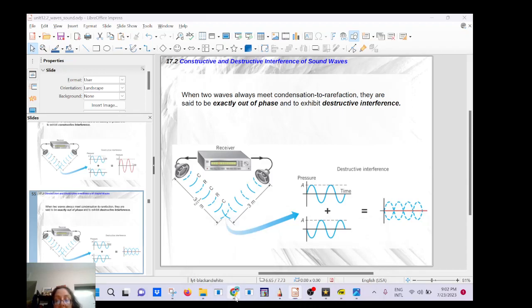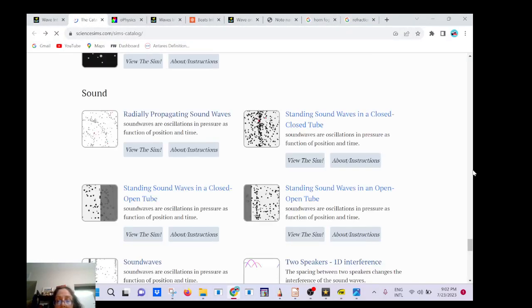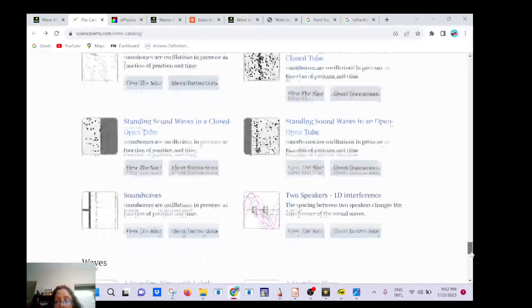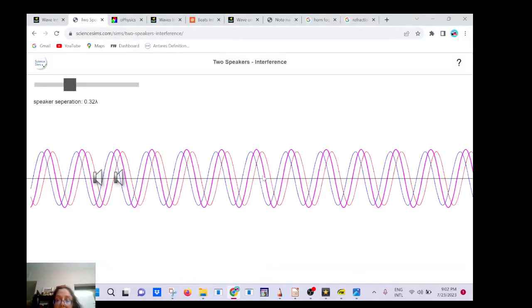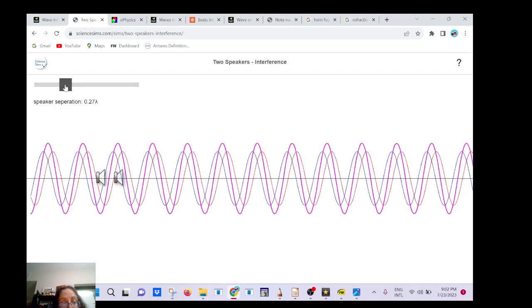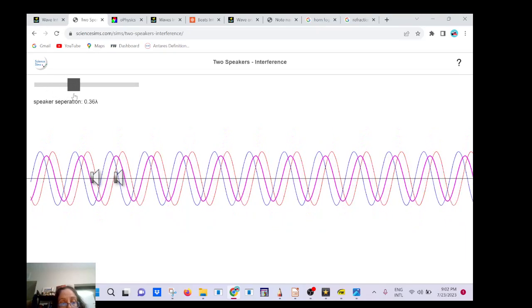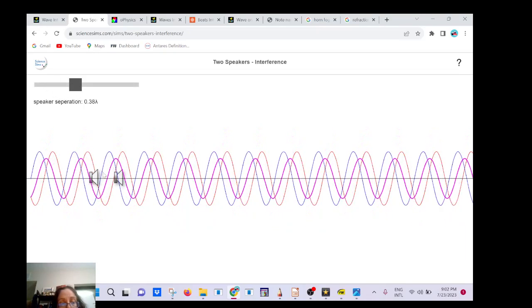So let me show you. I think I have a simulation here. So you have two waves. Let's move it to see. Okay, so you have two speakers. One is blue here and one is red. And when you add them up, you get that pink wave here.